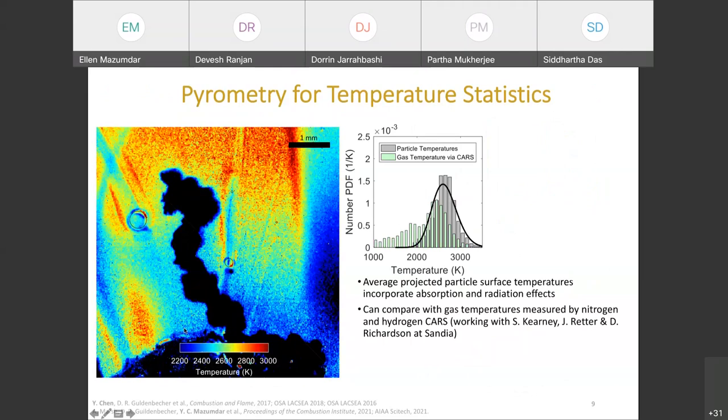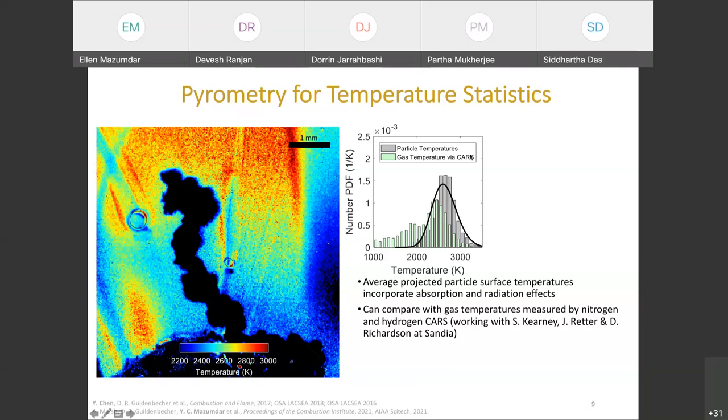It's important to remember that for particle temperature information and flame temperature information, you're looking at the projected temperature. You're looking through absorption and other radiation effects as well. So there are going to be lots of effects that you have to take into account. But after you look into that and start comparing to other measurements, you can see that your measurements are fairly good.